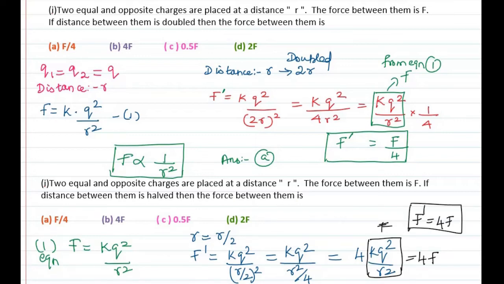Okay, so the option is B. Answer is B option. So from these two problems, what do you understand?